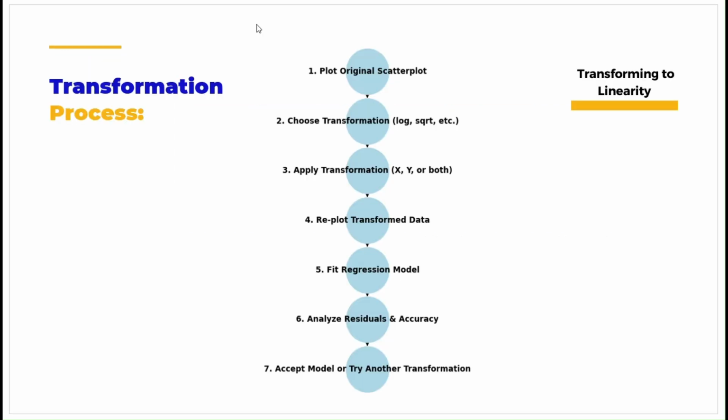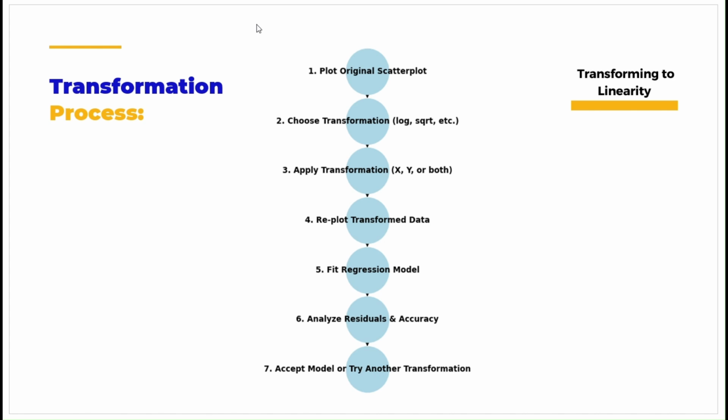So previously we just discussed how many types of transformation there are. Now in this slide we are going to discuss the transformation process. So how do we actually transform data? The first step is to visualize the relationship. Plot a scatter plot to identify whether the data follows a straight line pattern or is curved. Now choose the appropriate transformation. Identify whether log, square root, inverse, or polynomial transformation is best suited. Now apply the transformation to x or y or both. This alters the data set so it follows a linear trend.